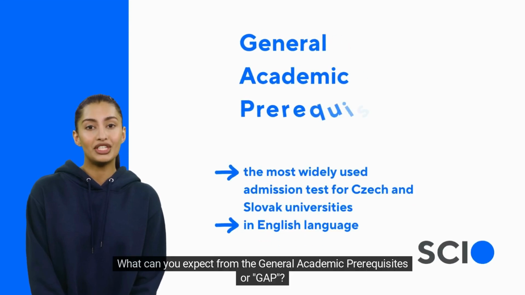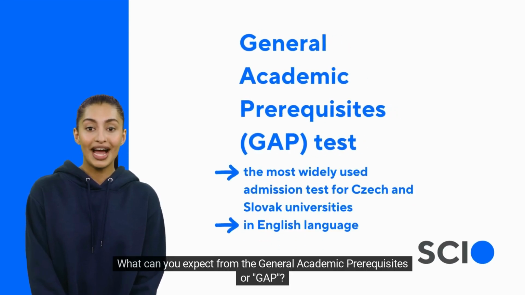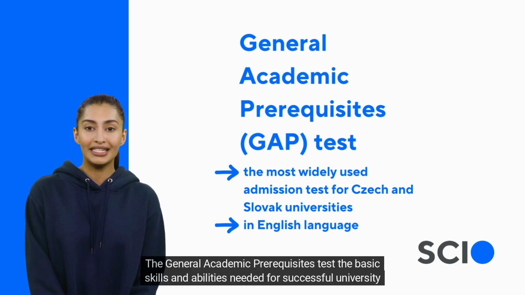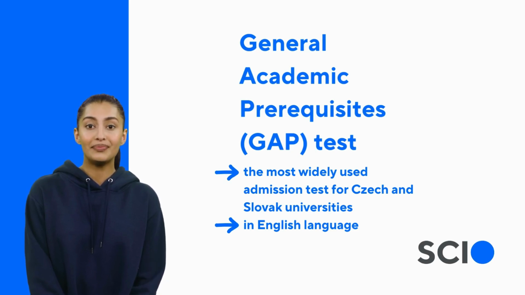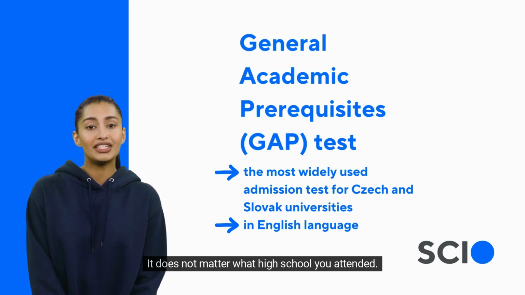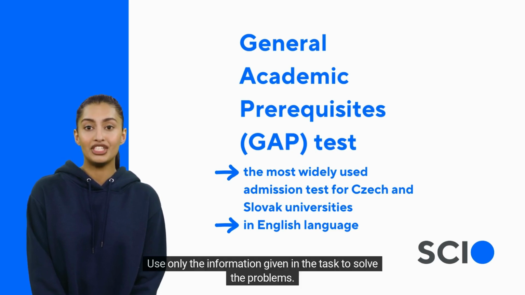What can you expect from the General Academic Prerequisites, or GAP? The General Academic Prerequisites tests the basic skills and abilities needed for successful university study. It is not a test of high school knowledge. It does not matter what high school you attended. Use only the information given in the task to solve the problems.